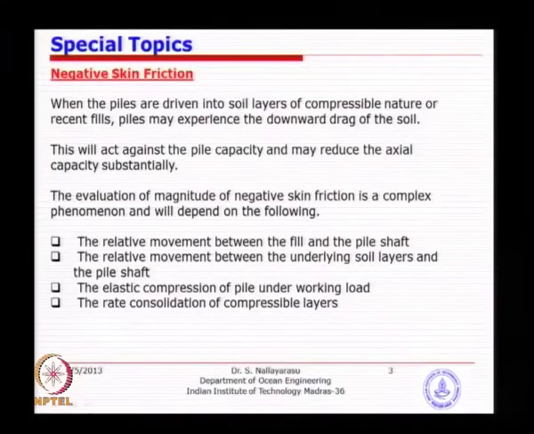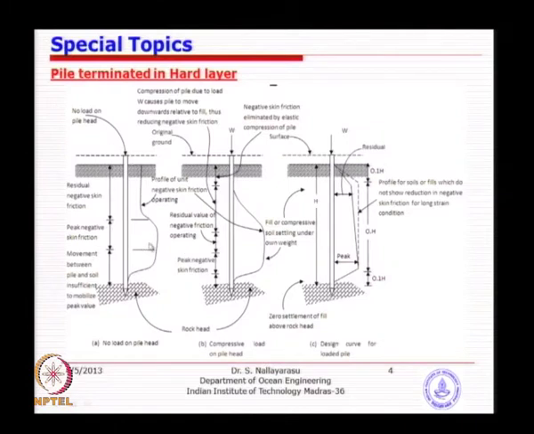So we just look at the issues and how it occurs: the relative movement between the fill and the pile shaft. That means if, after the installation of the pile, the top layers settle down, that causes this problem. And the elastic compression of the pile under working load, sometimes you may have small displacement, and that you can take as minus. The rate of consolidation of compressible layers below: the top layer may not be settling down, but if there is a clay layer slightly below and that layer gets compressed, the top layer comes down. So it is a complex problem which is very difficult to predict.